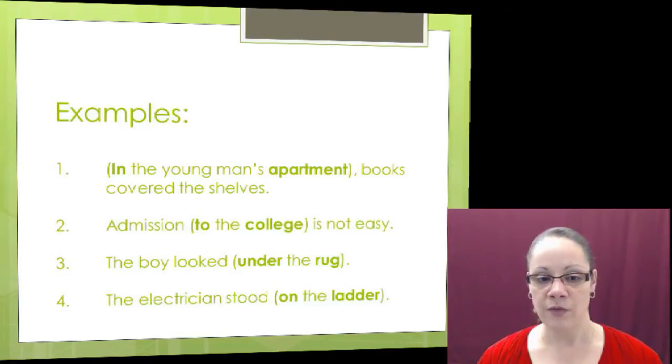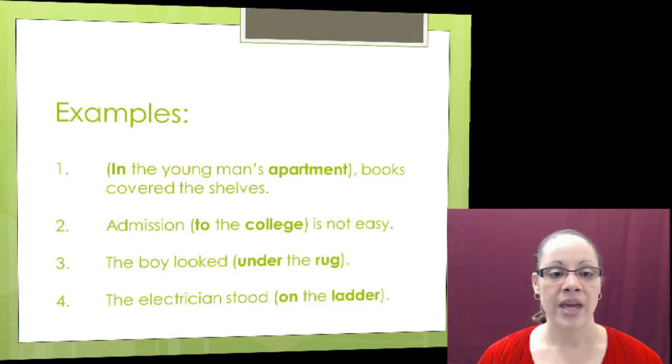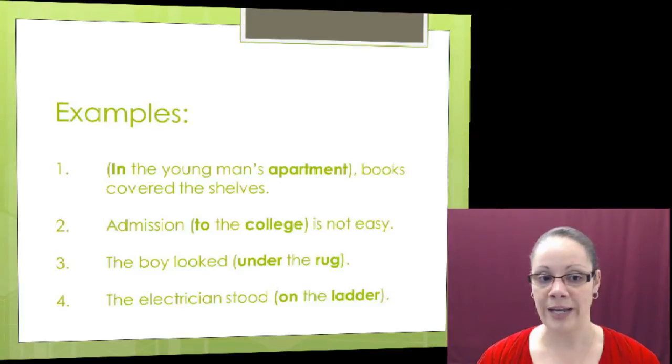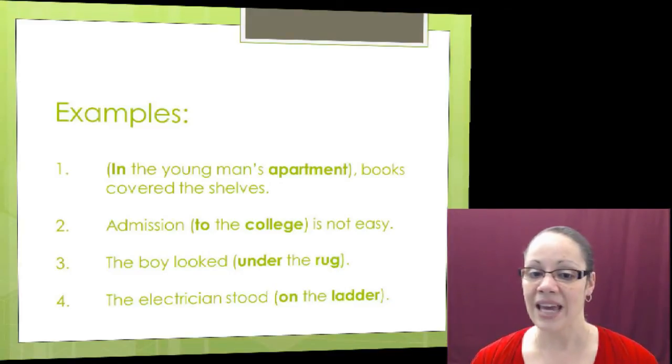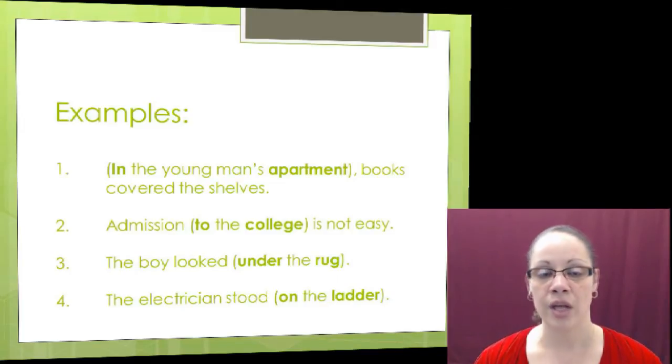So let's look at this first example. We have covered as our verb, right? We've already identified our verb as covered. Now to find the subject of the sentence, we have to ask who or what covered. In that case, it's books. Books covered. Therefore, books is the subject of the sentence.